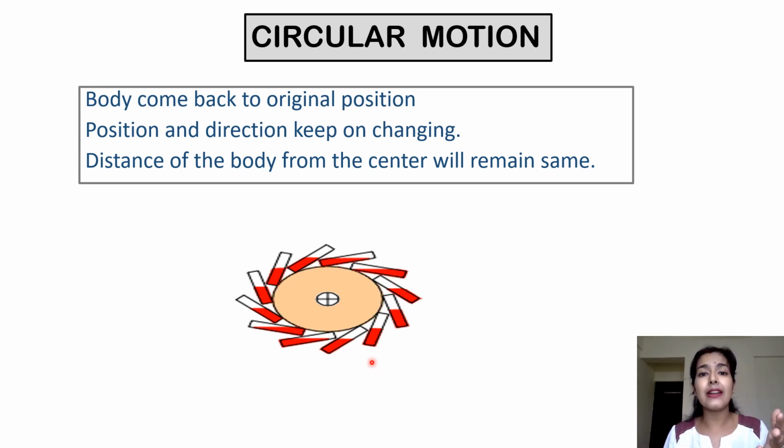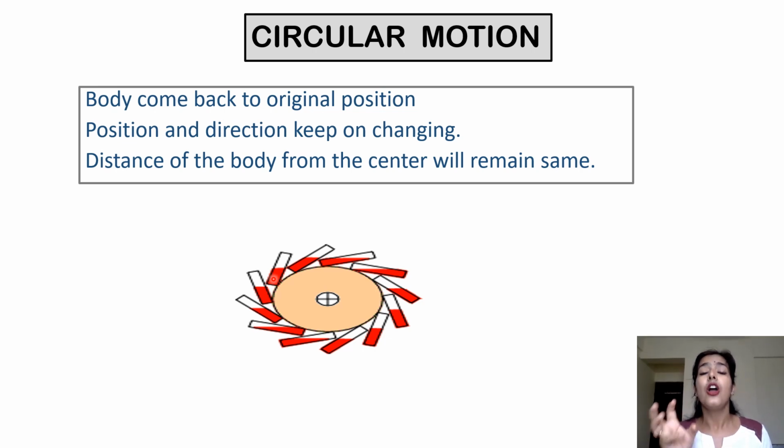You can think about an example of an athlete running around a circular path. What do they do? They are moving around a circular path. They are changing their direction or position, we can say, but their distance from the center will remain the same. So here the difference lies between rotation and circular motion.